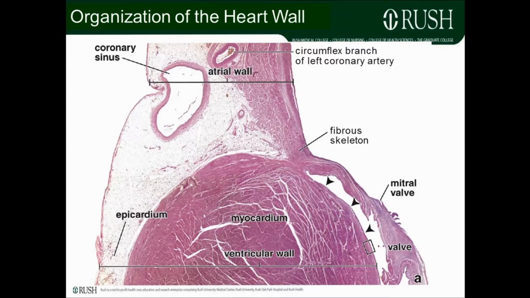Here's an actual picture of the histology of the heart wall. You can see on the far left the epicardium, which appears to be mostly a fatty layer. Then the myocardium, which is in this case part of the ventricle. And then just right next to the lumen inside the heart, you can see the endocardial layer.